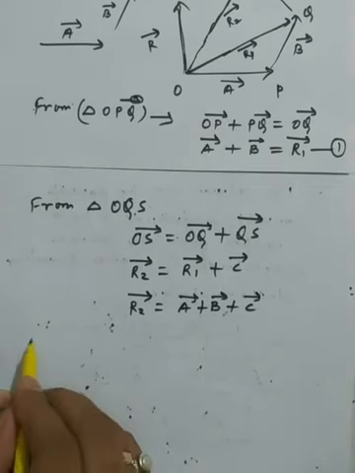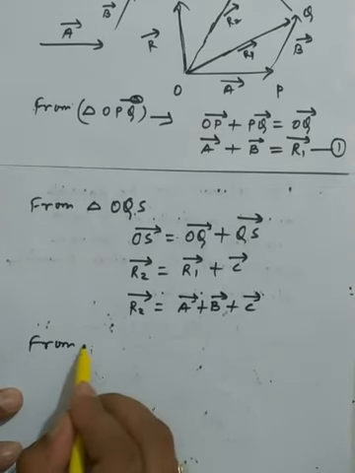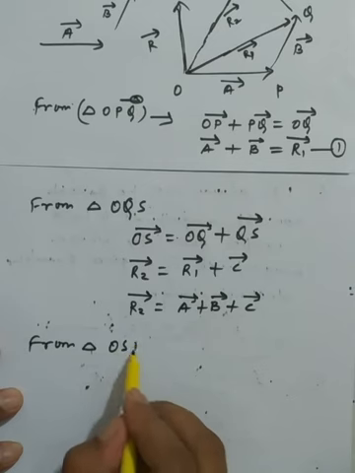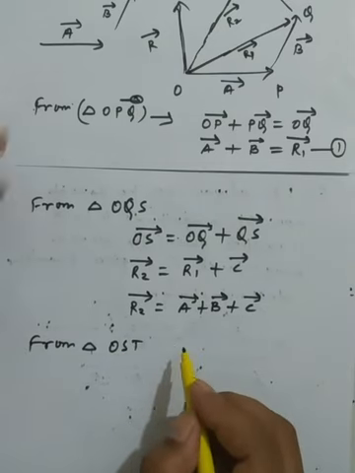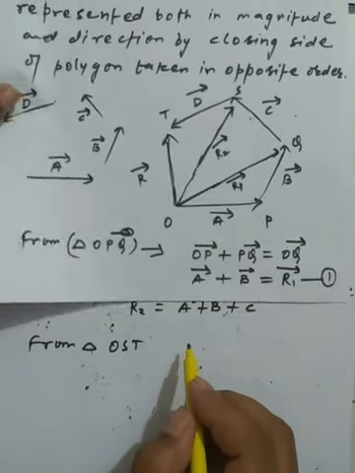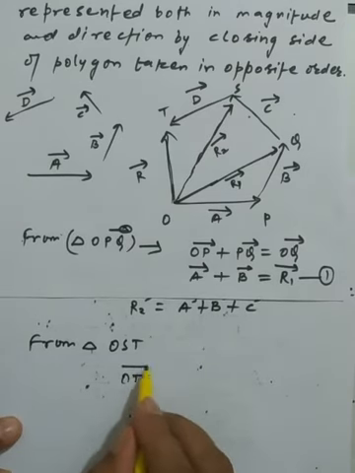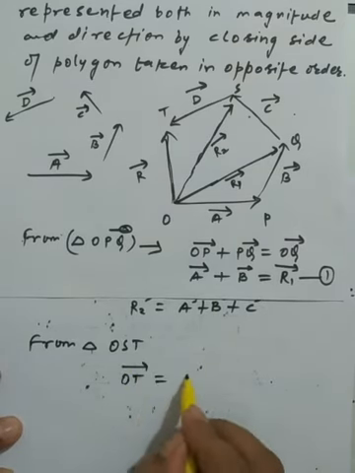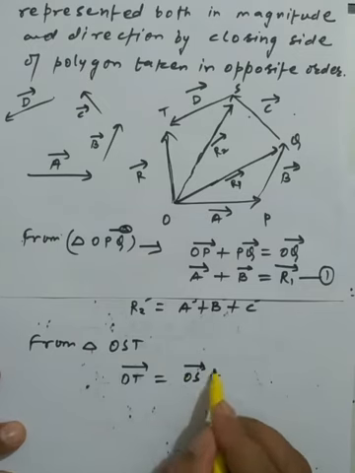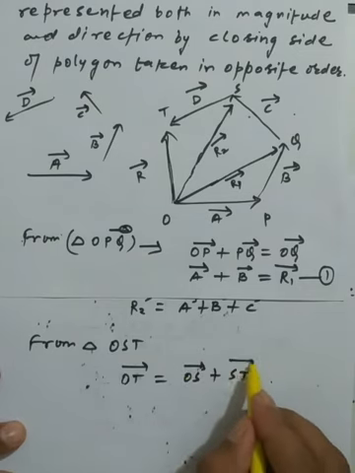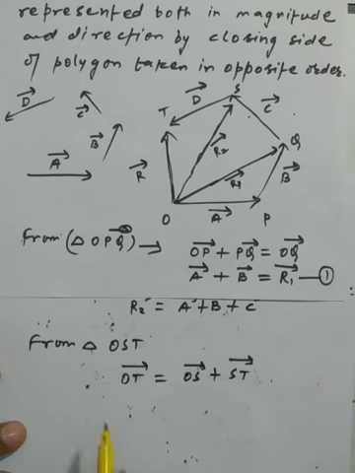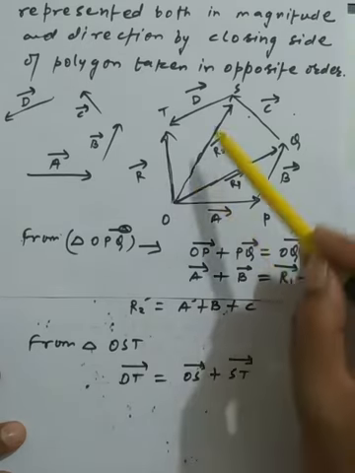Now we choose the last triangle, that is triangle OST. Here we have the OT vector. The OT vector is equal to the OS vector plus the ST vector. This is another representation we have, and we are always moving between O and T. So here we have O to S and S to T.